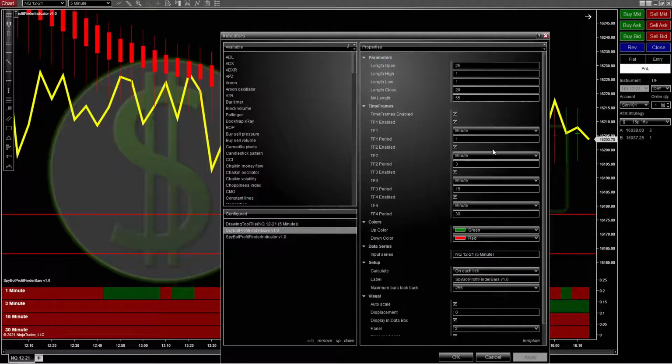I like all 4. I think it's better. And I leave these alone up here. I think you're better off to leave them for the default setting. You can change these around. This is the moving average length and stuff. I personally like the default settings the best, but you can play with that and find what works best for you.